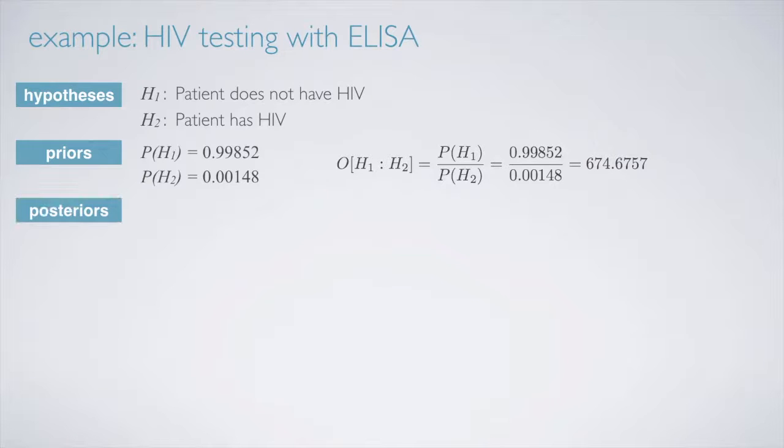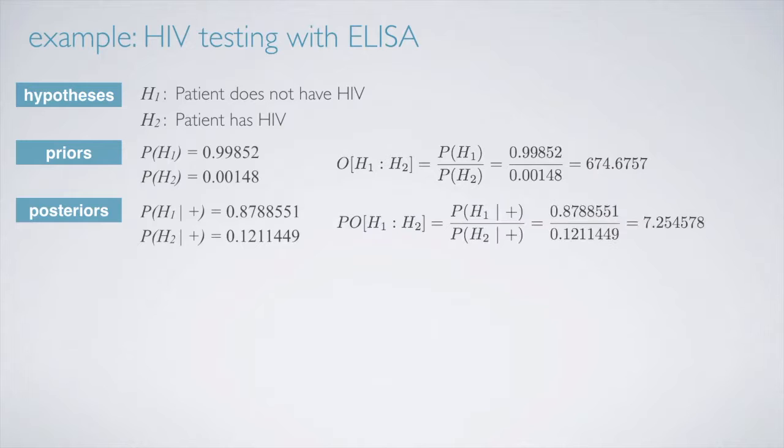674.68. We also calculated posterior probabilities of these hypotheses given a positive result. These were approximately 0.88 and 0.12. We'll hold on to more decimal places in our calculations to avoid rounding errors later. Hence, the posterior odds is approximately 7.25.